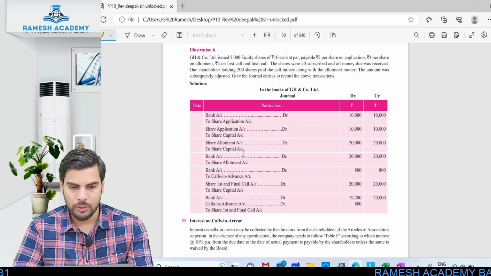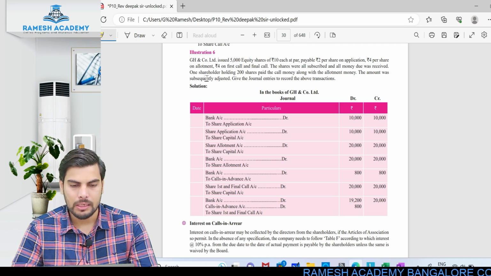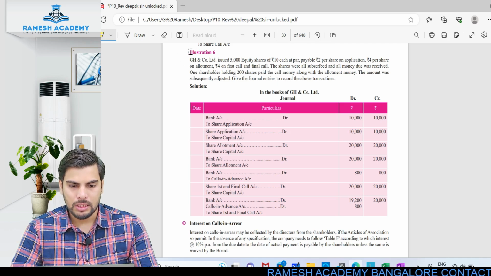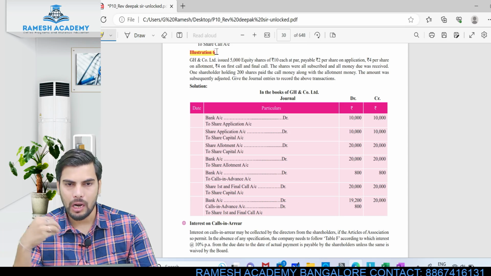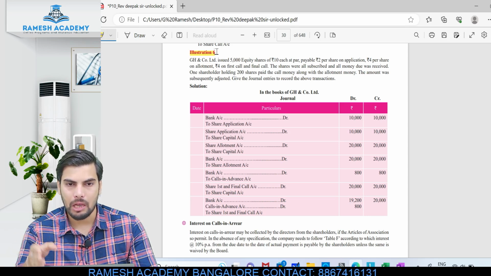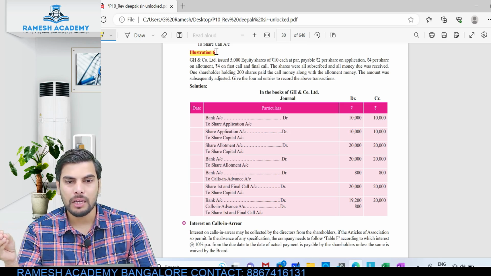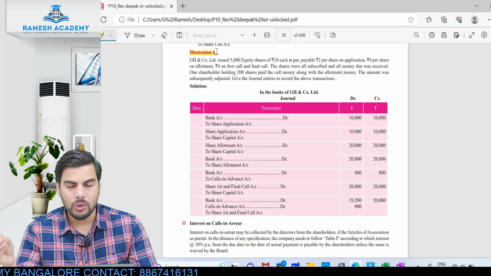Okay, let's have a look at this particular illustration number 6. So probably over here they would have given effect for calls in advance. So what is this calls in advance? The meaning is very simple, guys. If I'm receiving the amount in advance even before making a call, I did not make this first and final call. At the allotment stage itself, I'm receiving the allotment money as well as first and final call money. This first and final call money which I'm receiving in advance would be treated as calls in advance. So till the time I'm actually supposed to make this call, it would be treated as a liability and therefore we'll be crediting this.